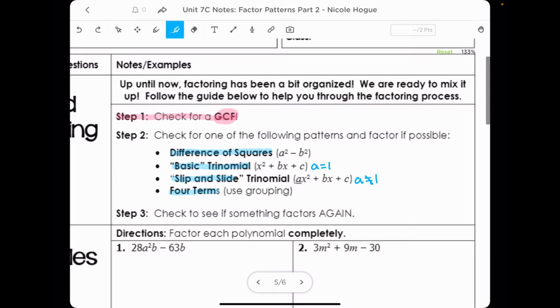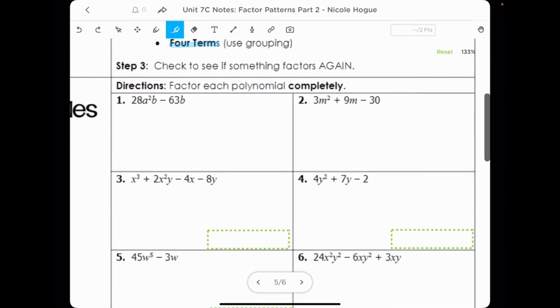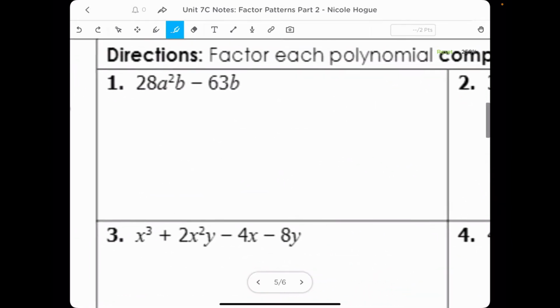And then once you use one of those methods, you always check to see if there's something that needs to be factored again, because you could be factoring more than 2 times whenever you're factoring. Okay? So looking here, you will see that I have not done number 1 and I have not done number 2. I think I am going to do number 1, because there is something close to number 1 that I'm going to pause and have you do. So, looking at number 1.